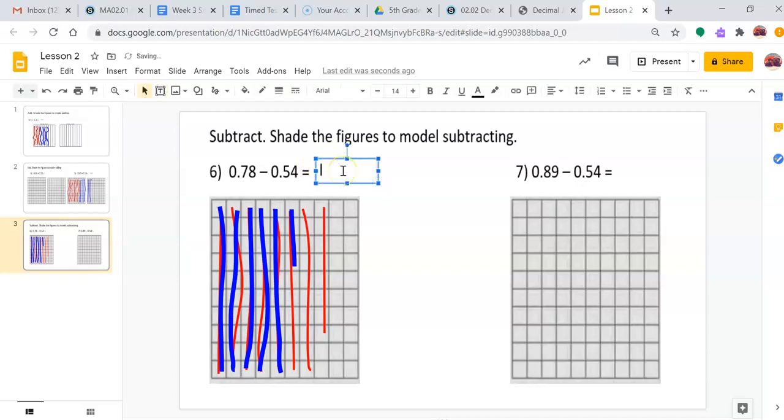So to write that as a decimal, 0.24. Okay, very important that you know what your hundredths is. My hundredths is 2 places after, so I need to end my decimal in the hundredths place. So 78 hundredths minus 54 hundredths is 24 hundredths.